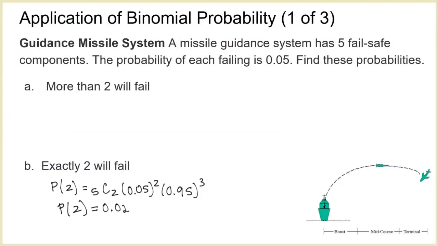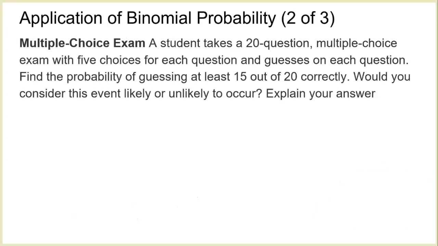So the probability that 2 will fail is 0.021. And again, that's an unlikely event. 2% chance that 2 of them will fail. So let's look at another example.